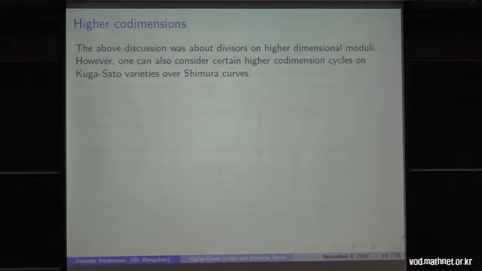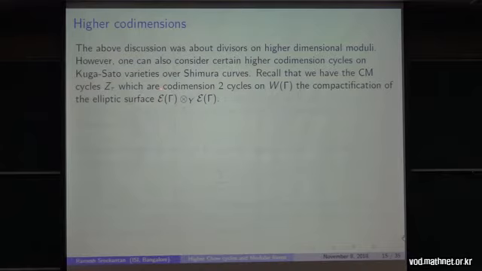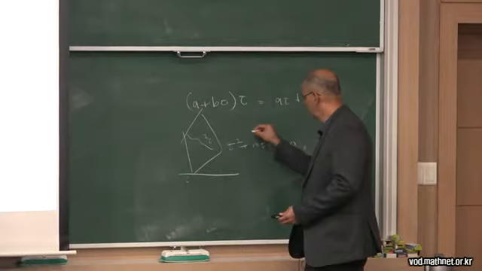Okay. So recall, we had these CM cycles Z tau, which are codimension 2 cycles on W tau. W tau was a three-fold, and we had this E cross E. We had a point tau here on the base, and in the fiber you have E cross E, and inside that you have this special Z tau here, and we are thinking of this as a cycle on the whole object, so it's of codimension 2.